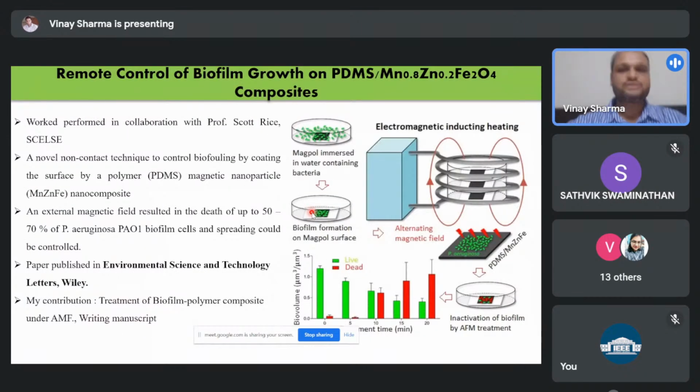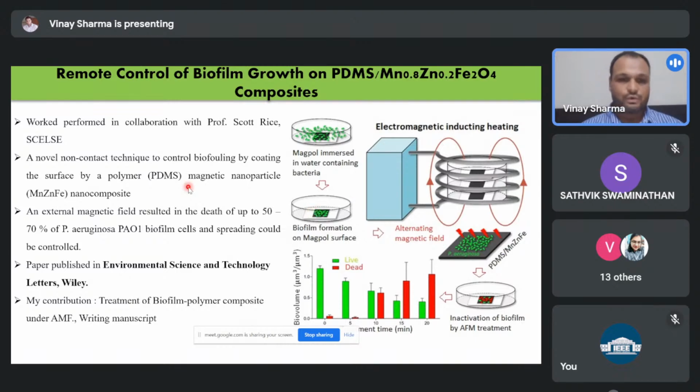Then one more work. This is also about magnetic nanoparticles. It is more about control of biofilm growth. Biofilm is when bacteria or contaminants grow in your environment, and then how to kill them? You usually use various types of sanitizers. But for a bigger setup like ships, when there are ships in the water, those bigger parts of the ship get contaminated with a lot of bacteria over time.